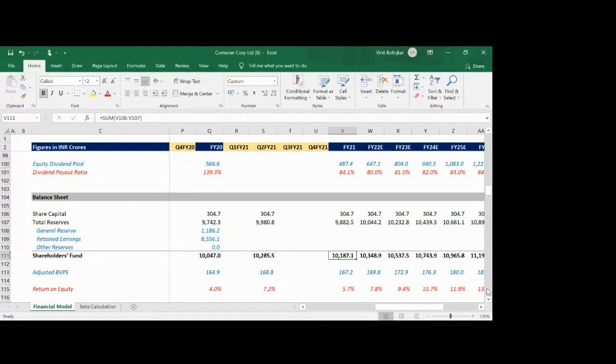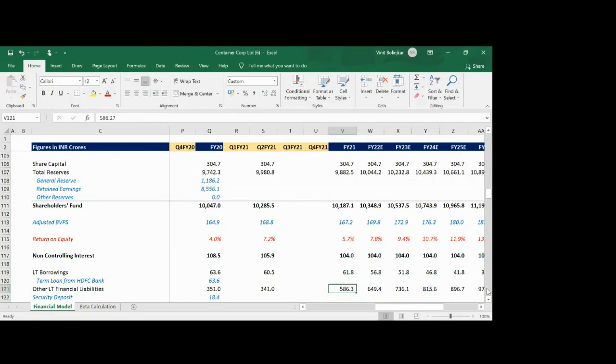And when you divide this by the number of shares, you get the book value per share, right? And when you divide the net profit by the shareholders funds, you get the return on equity. This is what the investor is earning as a return on equity. Now this return ratio, okay, should always be higher than the cost of capital.